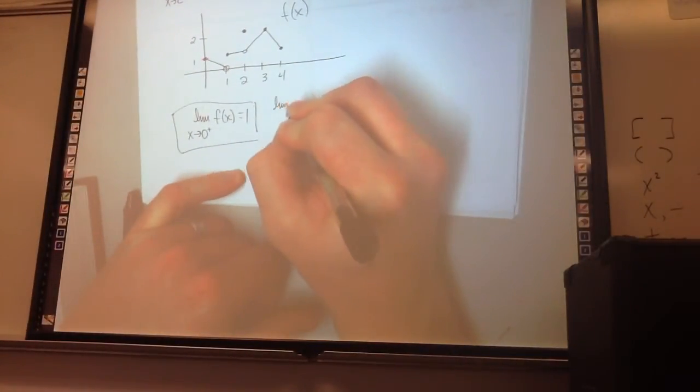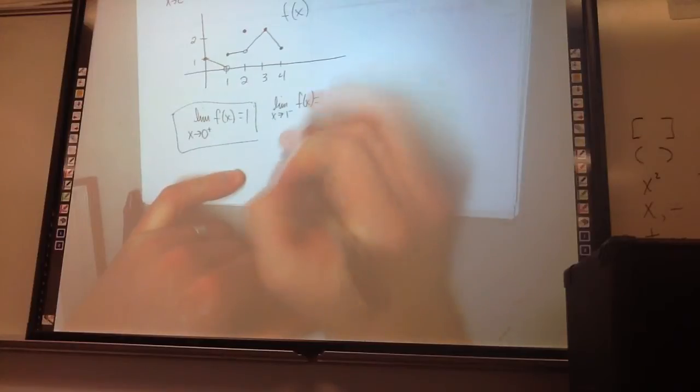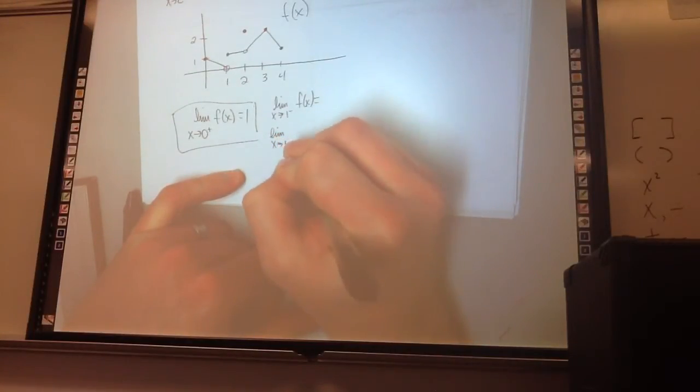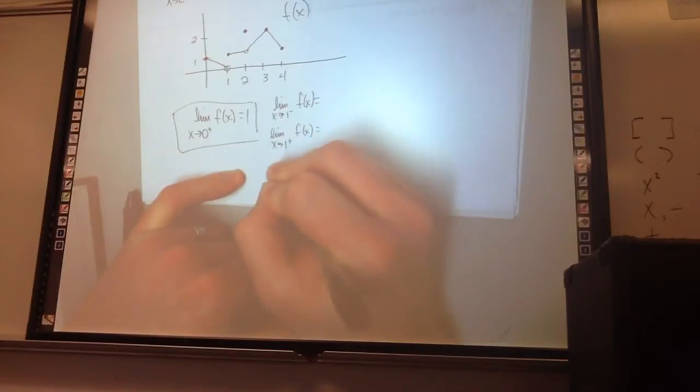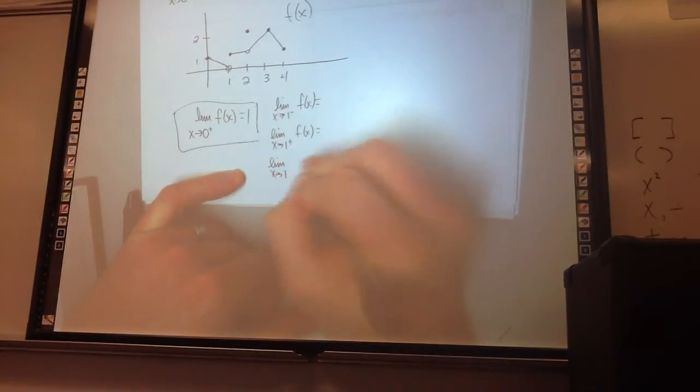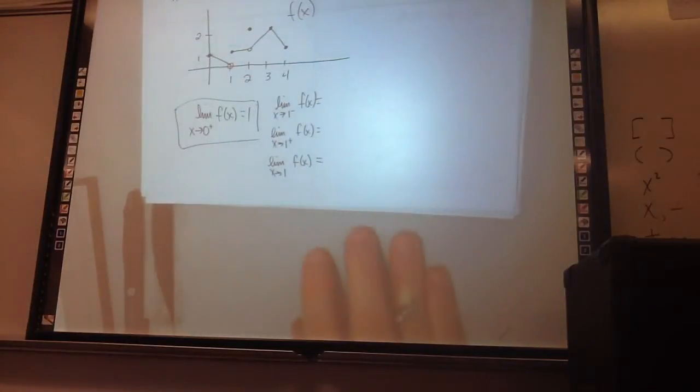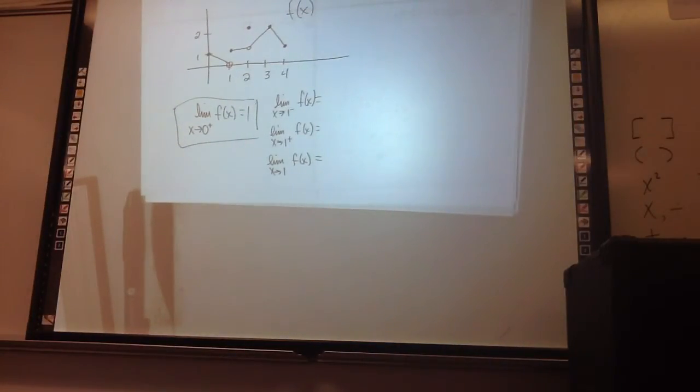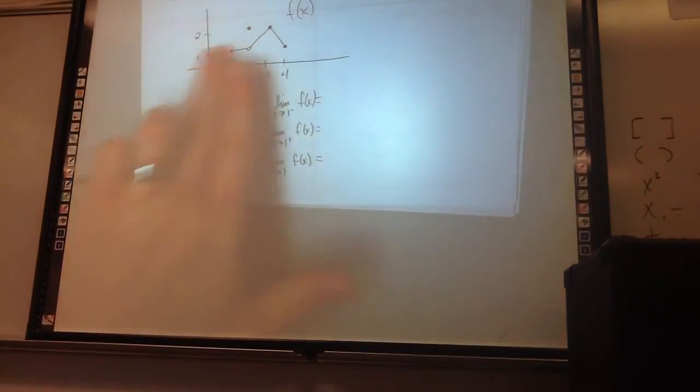Try these three. Try the limit as x approaches 1 from the left. The limit as x approaches 1 from the right. You'll get 3 different answers for those. Just take a couple minutes and think. Can it be on that same line, or could it be within the whole graph? Yeah, the whole function, you can use any part of that function.